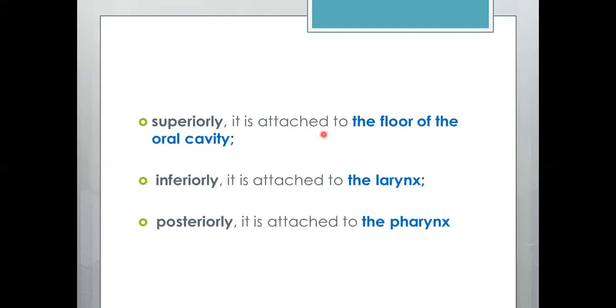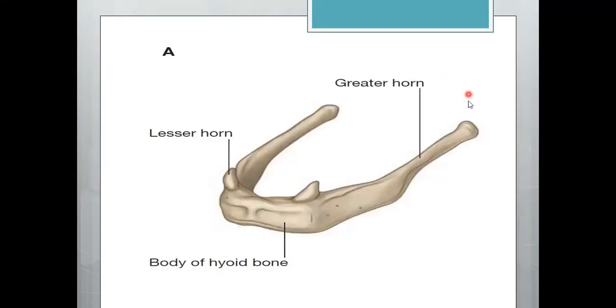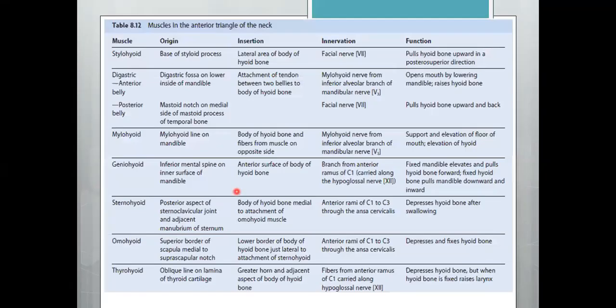So superiorly it is attached to the floor of the oral cavity. Inferiorly it is attached to the larynx. Posteriorly it is attached to the pharynx. The hyoid bone consists of three parts: the body of the hyoid bone, the greater horns, and the lesser horn. So these are the muscles which are present in the anterior triangle of neck. This is the origin, insertion, innervation, and the function of these muscles.